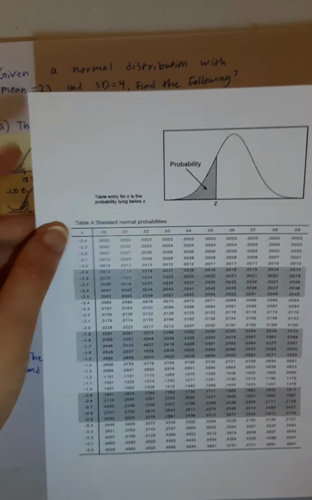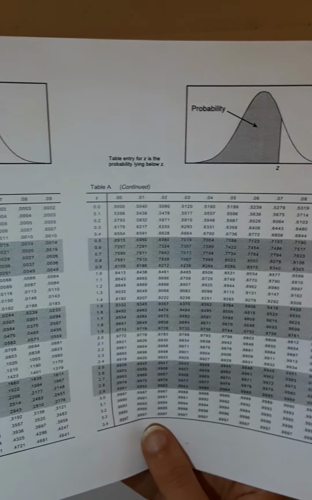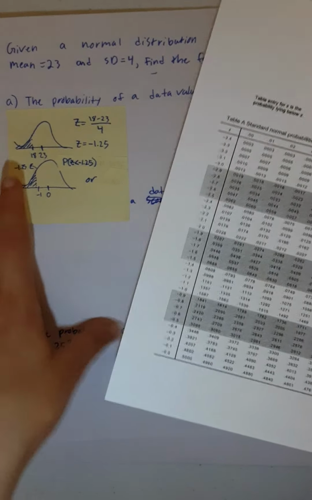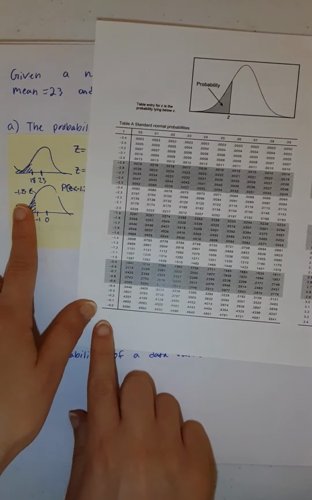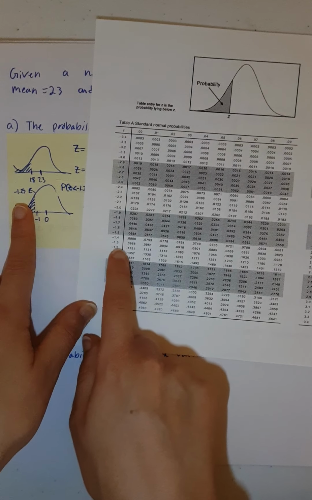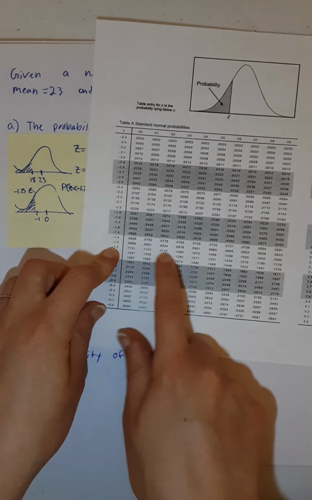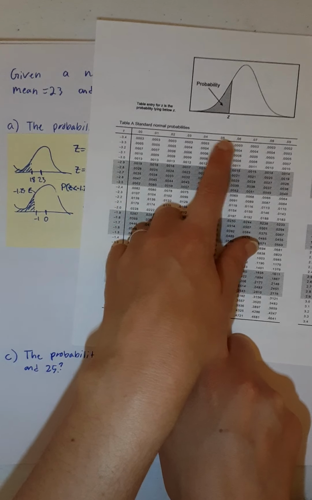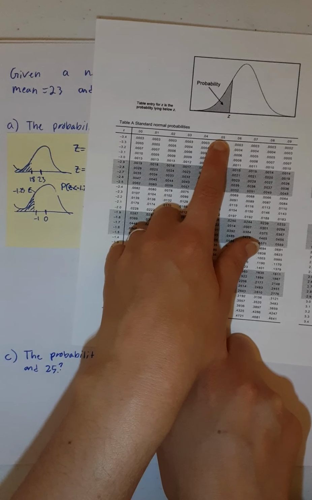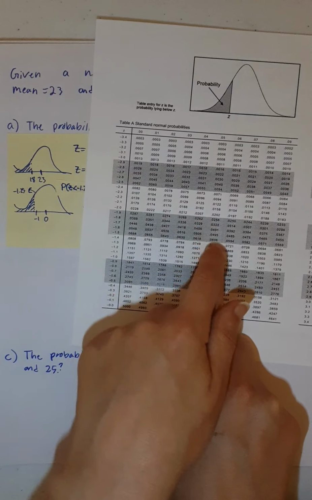So one has z-scores. Our first column is z-scores that are negative. One has z-scores that are positive. So for this problem, our z-score is negative 1.25. So I can look on my table and go up to negative 1.2. And then I can go over, and my hundredths decimal place is above the top. So if I want negative 1.25, I need to go over to my 0.5 column.